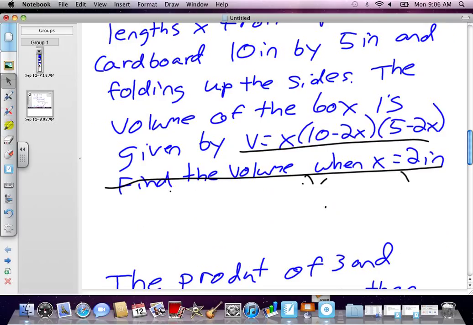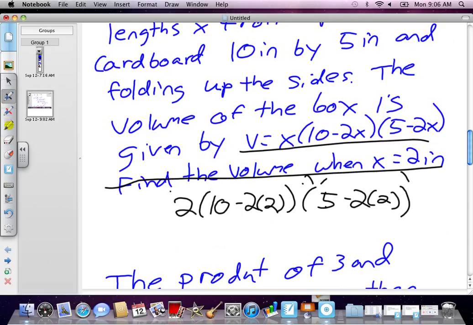Okay? So all we're going to do is instead of an x, we're going to write 2. So 2 times 10 minus 2 times 2 in parentheses, 5 minus 2 times 2 in parentheses. So I know it's a long, complicated looking problem, but it really isn't. All you're doing is replacing x with 2. And then you can just put that in your calculator as long as you put those parentheses in the exact same spot. And you should get 12 inches cubed. So it seems complicated, but all you're doing really is plugging in 2 for x.